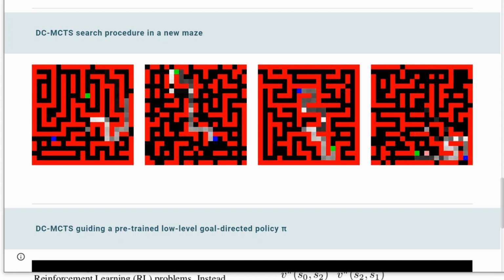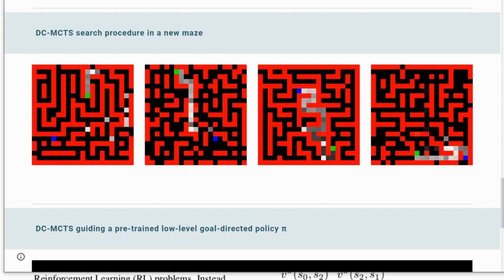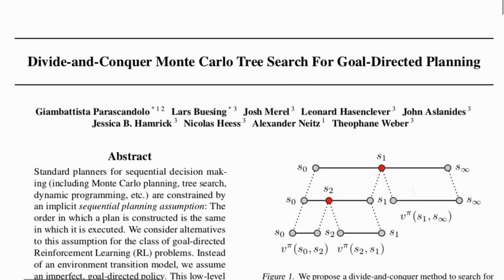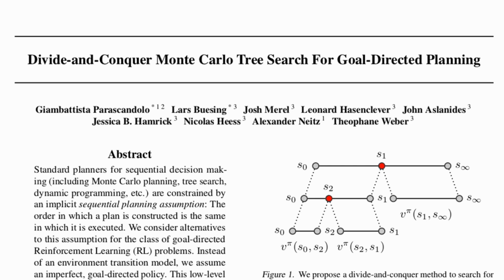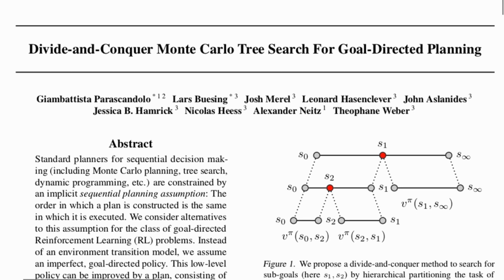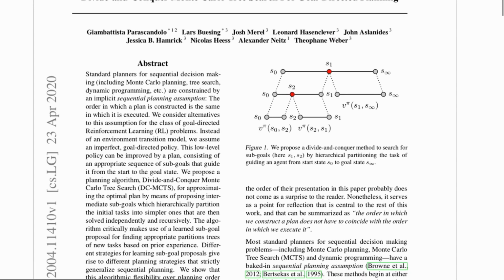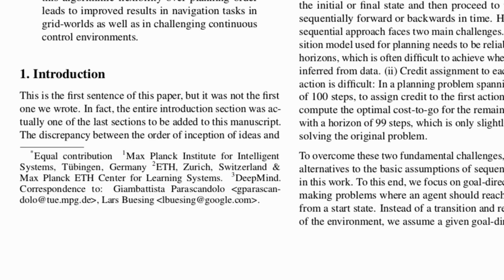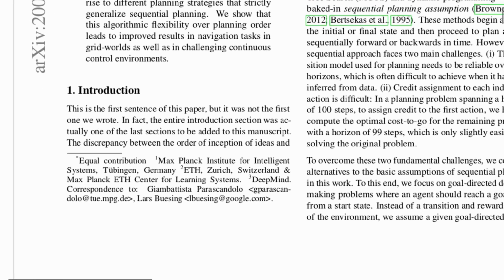Hi there. What you're seeing here is a divide and conquer Monte Carlo tree search in action. This is a planning algorithm that plans in a kind of unconventional fashion. So we're going to explore this today in this paper, Divide and Conquer Monte Carlo Tree Search for Goal-Directed Planning by Giambattista Parascondolo and Lars Büsing and a list of other authors. And I believe this is from DeepMind and Max Planck and ETH, and yeah, that's it.